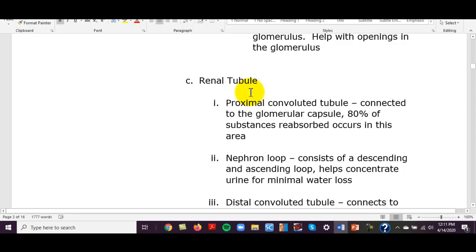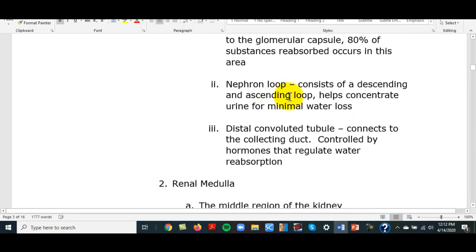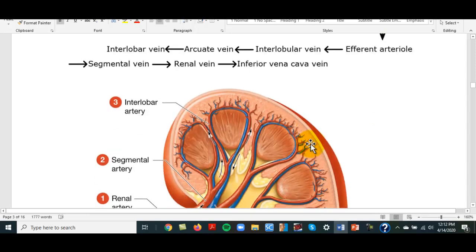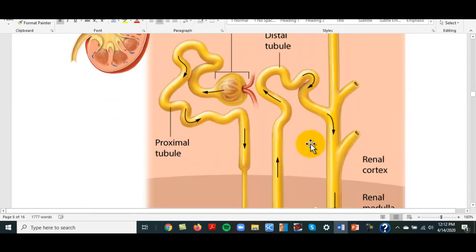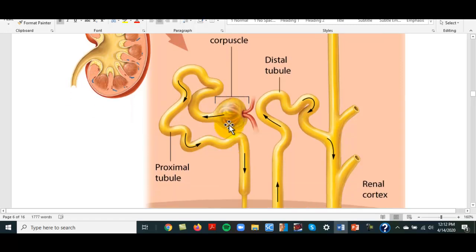The renal tubules, and we're going to go through this in a little more detail in the next video. There's a proximal convoluted tubule, a nephron loop, and a distal convoluted tubule. I'm going to go just a little bit ahead. Here is the renal corpuscle, and you see the little twisted thing in there. That's the glomerulus. And you can see the glomerular capsule.